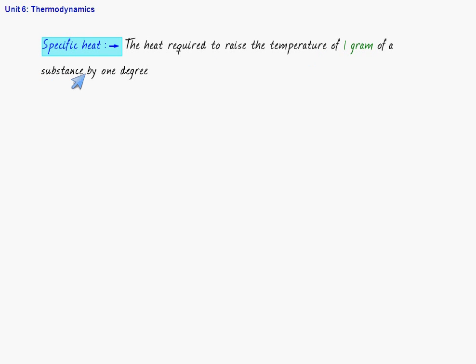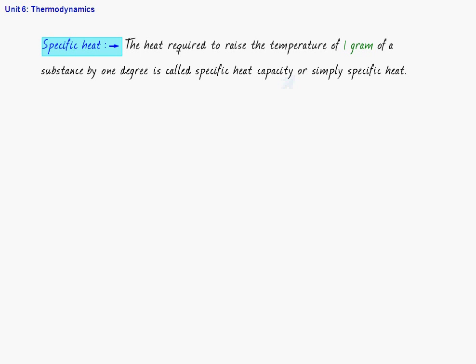Well, a specific heat is defined as the heat required to raise the temperature of 1 gram of a substance by 1 degree is called a specific heat capacity or simply a specific heat. Do you understand? The heat required to raise the temperature of 1 gram of a substance by 1 degree is called a specific heat capacity or simply a specific heat. So here the amount of the substance has been fixed to 1 gram.